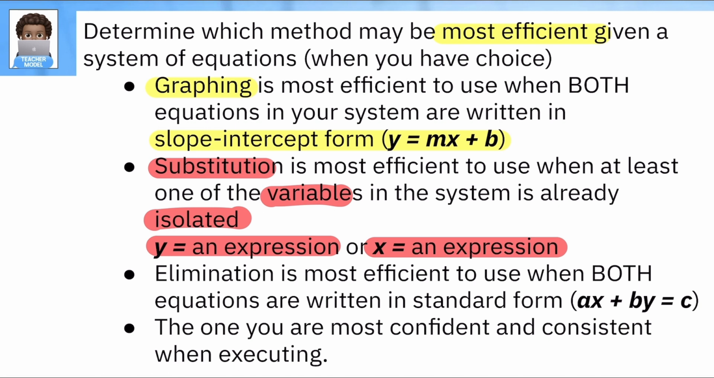And the third one, elimination, is pretty efficient if they're both written in standard form, because I could stack them and look for zero pairs or make zero pairs and solve. But honestly, the one that makes the most sense is whichever you feel most confident and consistent in. So I feel great using this method and I get the best results. I consistently get the right answer when I use that method. Then that's the one you'll probably want to go with.